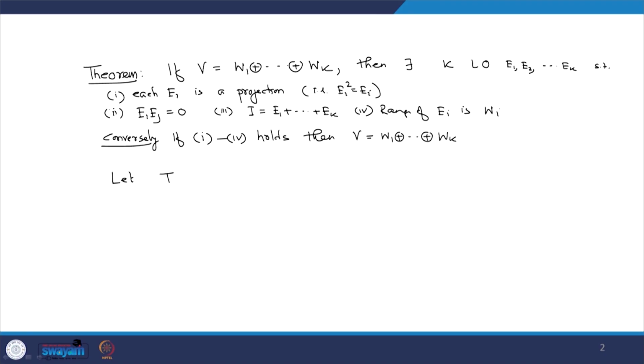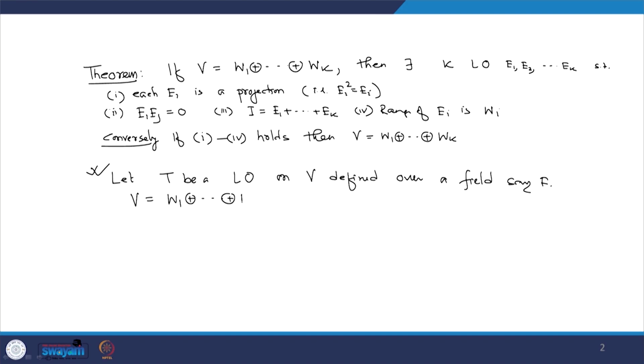Let T be a linear operator on vector space V defined over a field, say capital F, and it is given to us that V is equal to the direct sum of W1 to Wk, where each Wi is invariant under T. That is, this implies that T of Wi is a subset of Wi.